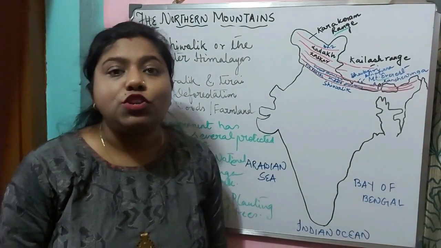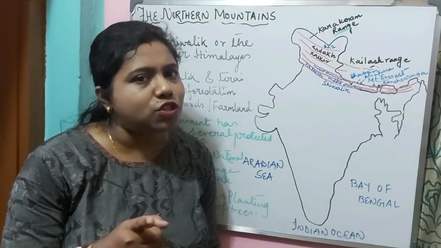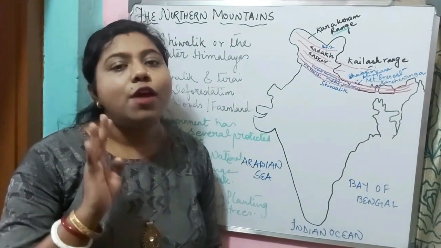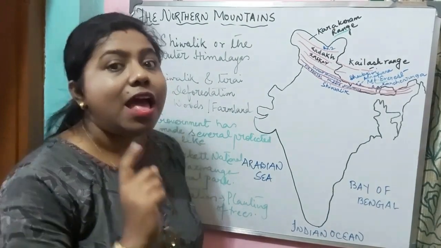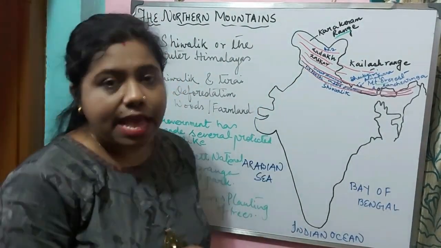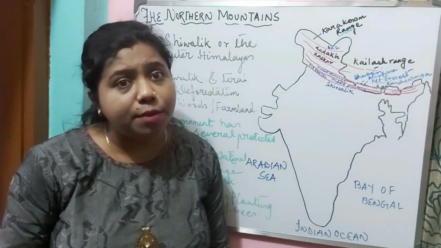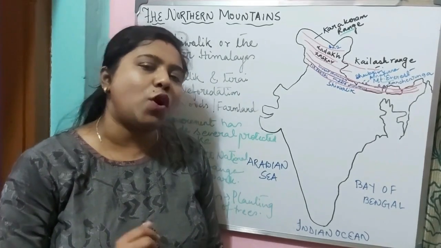planting more trees. I hope all of you understood the three parallel ranges of the Himalayas: the Great Himalayas, the Middle Himalayas, and the Outer Himalayas. Let us now know what is the importance of Himalayas. Why do we need Himalayas? So let us move ahead with the importance of Himalayas.